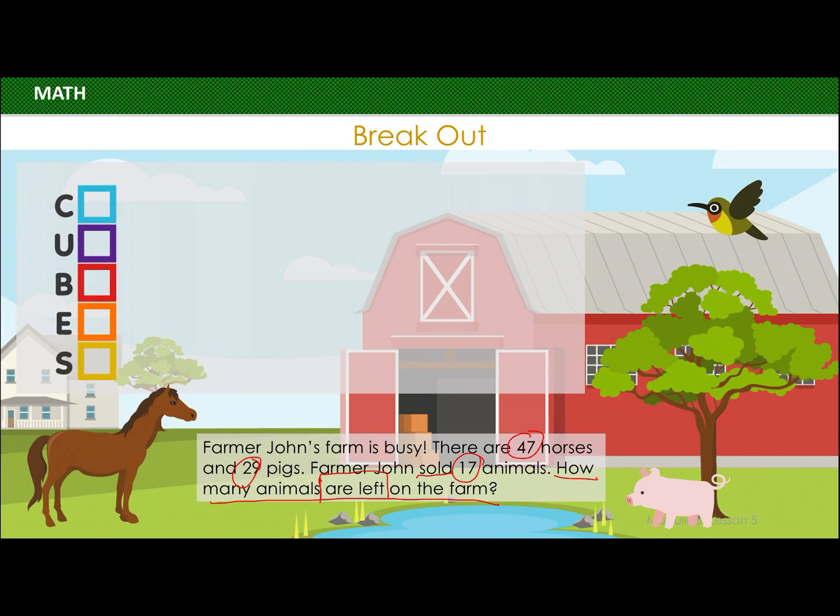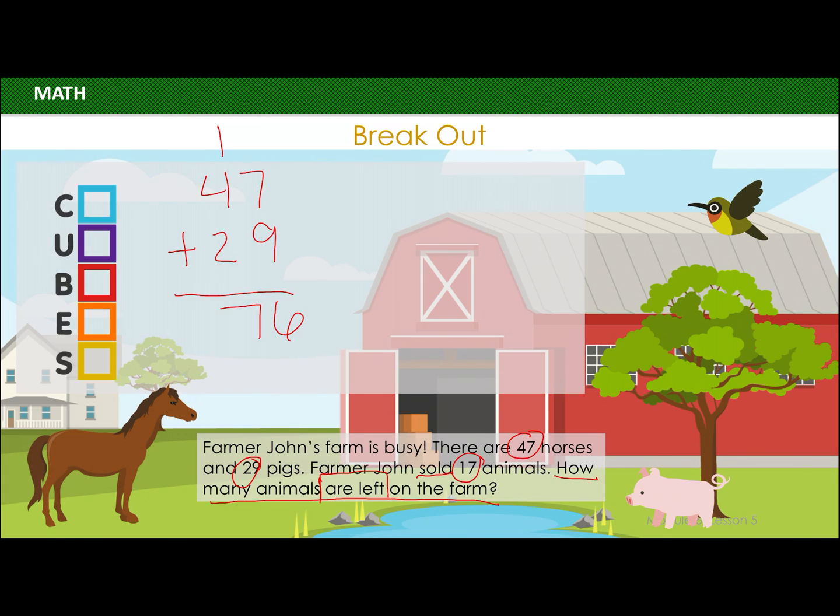So I go to the first part of my word problem and it says there are 47 horses and 29 pigs. So in order to find out how many animals I have total, I'm going to have to add these two together. So I start at my ones and I do 7 plus 9, which gives me 16. I carry that 1. 4 plus 2 is 6, plus 1 more is 7. So I know right now I have 76 total animals.